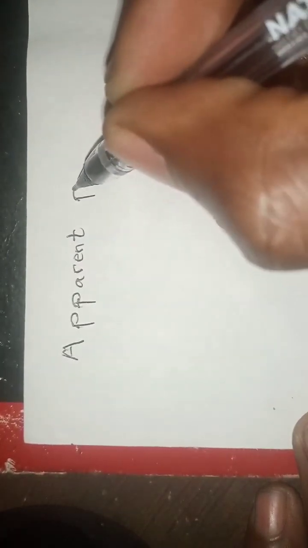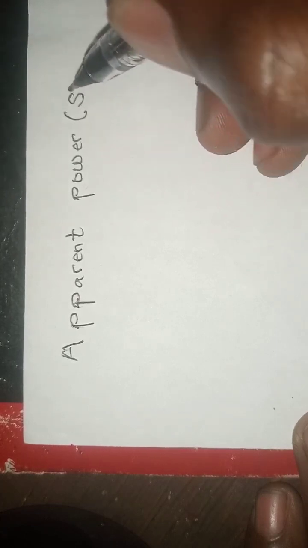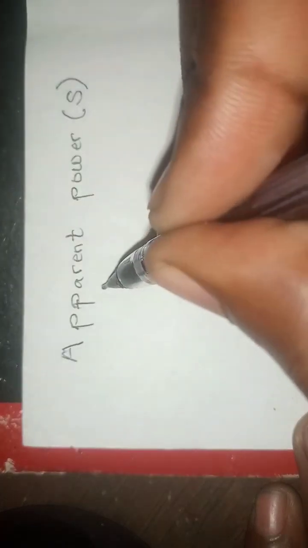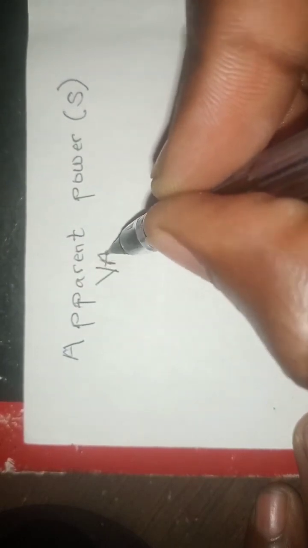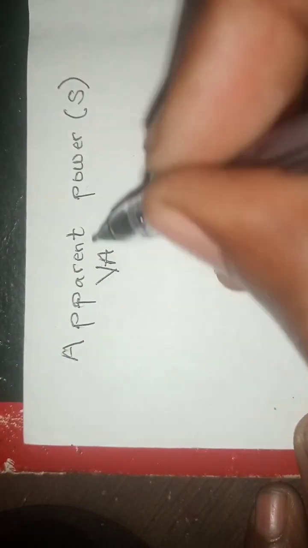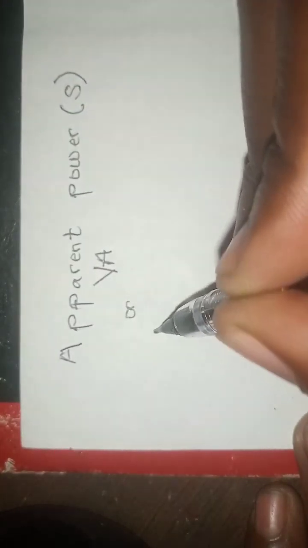First of all, one of the most important things we must understand is what we call the apparent power. The apparent power is represented by the letter S. Its unit is VA. Sometimes it is called complex power.